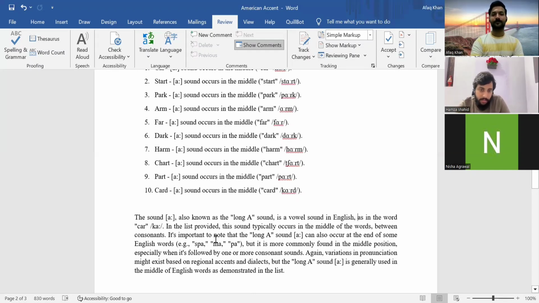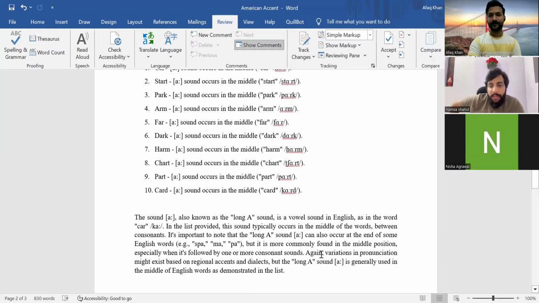It's important to note that the long A sound can also occur at the end of some English words. Example: spa, ma, pa. Exactly. But it is more commonly found in the middle position, especially when it's followed by one or more consonant sounds. Okay, thank you. Now I want you to read from here, Hamza.